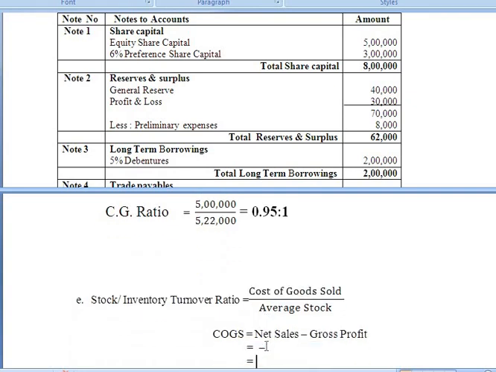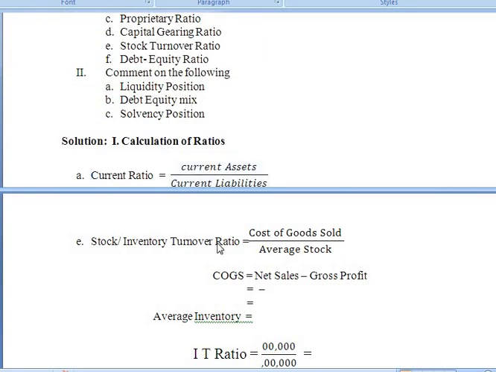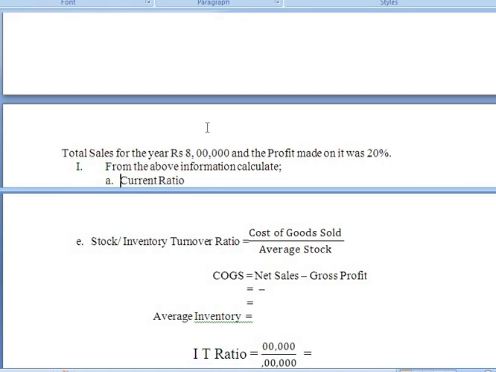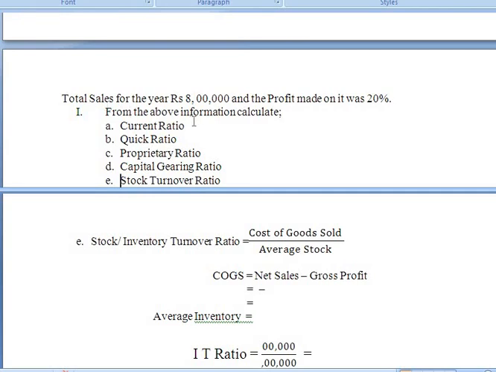Okay, next one, fifth one, stock or inventory turnover ratio. Formula is cost of goods sold divided by average stock. Now here we don't have the information of cost of goods sold. We need to find it out with the information given in the adjustments or other information. There is total sales of rupees 8 lakh. So how much net sales? We'll write here amount of net sales is 8 lakh.